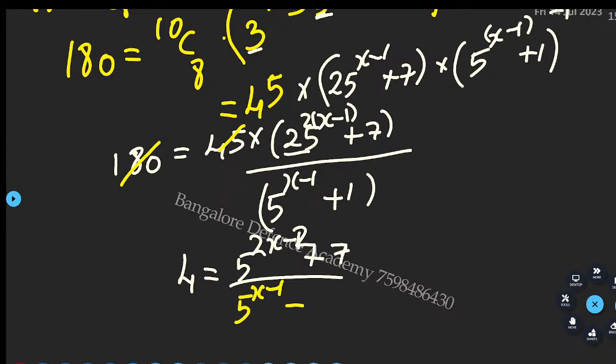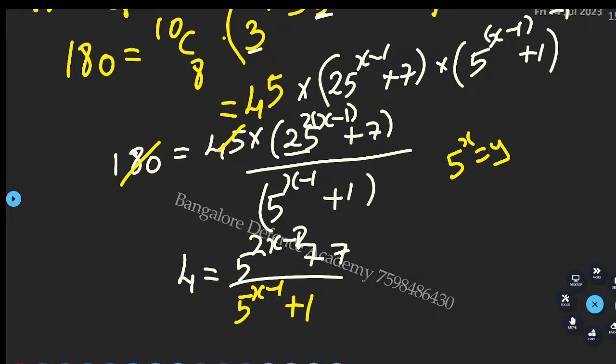5 to the power of x minus 1 plus 1, correct? Now what you do, take 5 to the power of x is equal to y. Now can you solve it?